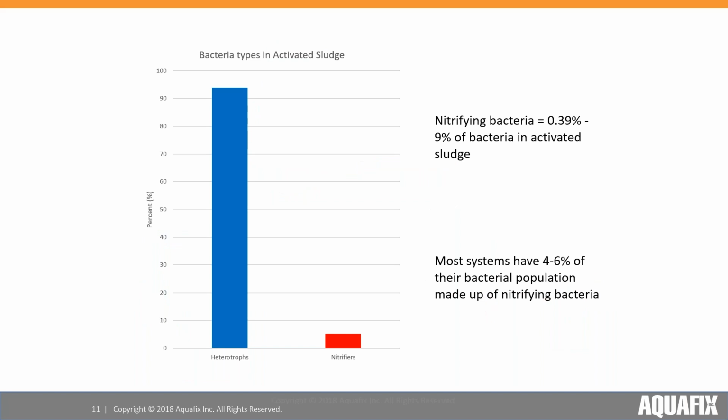In many studies of wastewater, nitrifying bacteria are reported to comprise about 0.39% to 9% of the bacteria in activated sludge. In most cases, wastewater treatment systems have about 4 to 6% of their bacterial population made up of nitrifying bacteria. So again, it's a very low population in general, and since they have a low population, they are much more susceptible to changes that may occur.